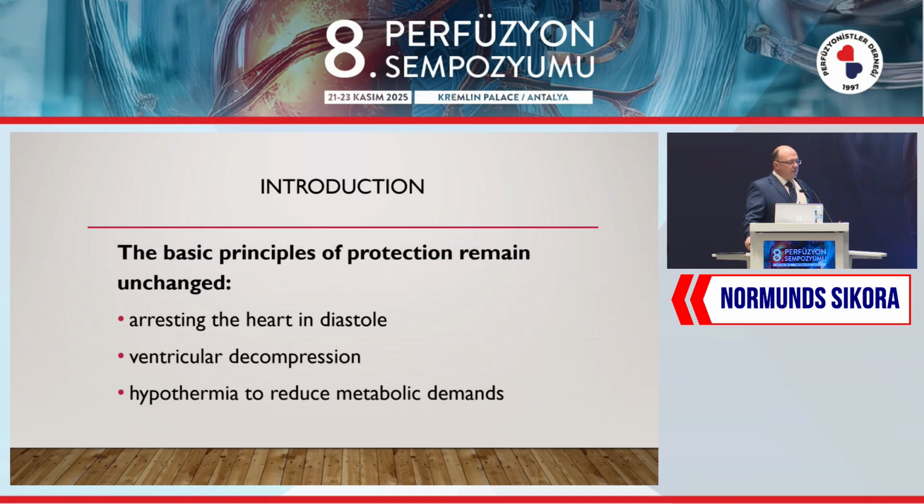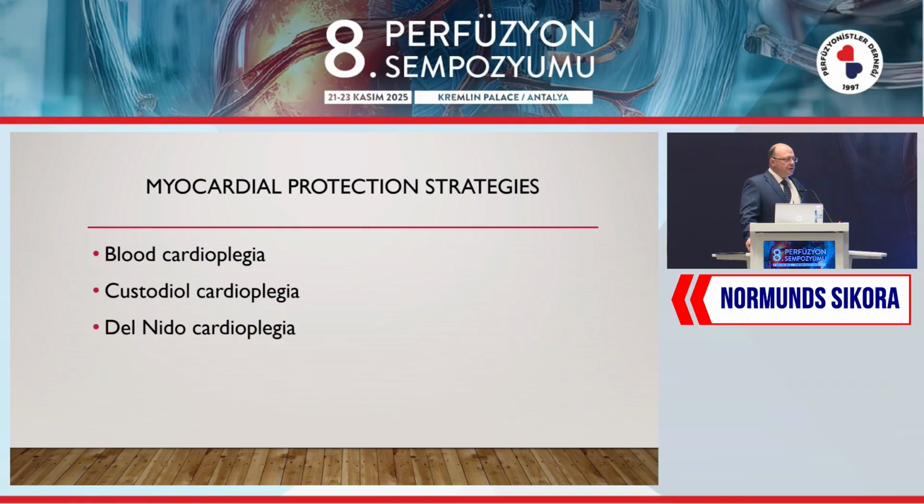However, if we talk about children, we use the same basic principles for children as for adults: arresting the heart in diastole, ventricular decompression, and also hypothermia to reduce metabolic demands. And for children, we have three most commonly used myocardial protection strategies. We have blood cardioplegia, we have custodiol, and we have del Nido cardioplegia. And the question is, which one is the best one?